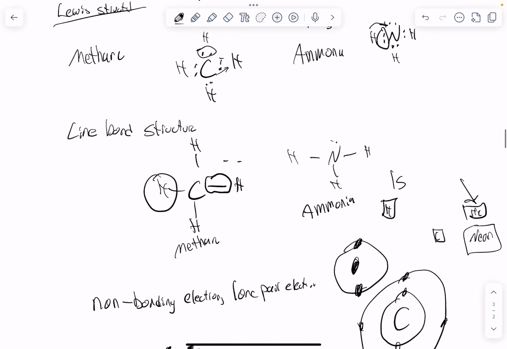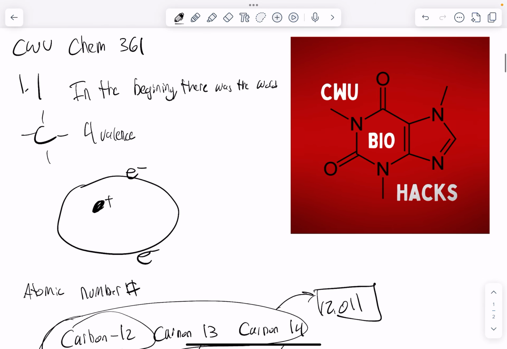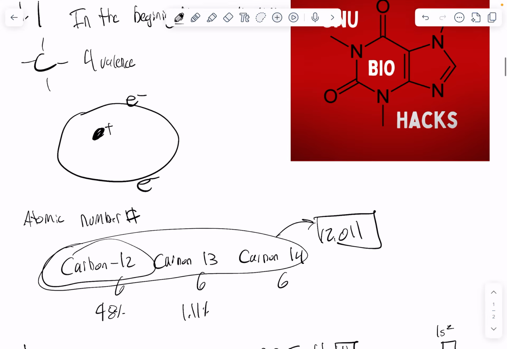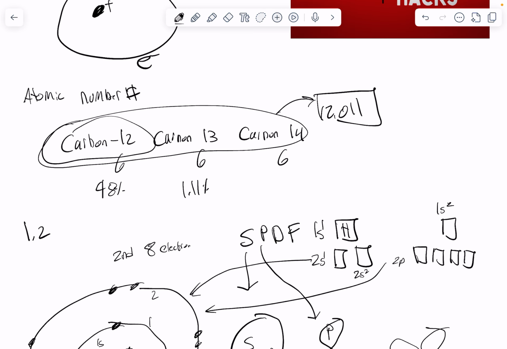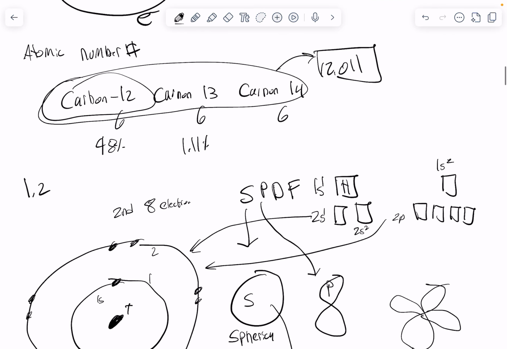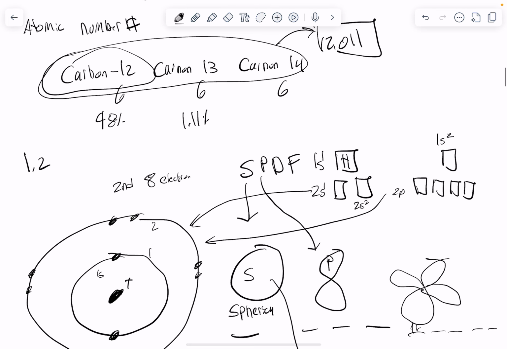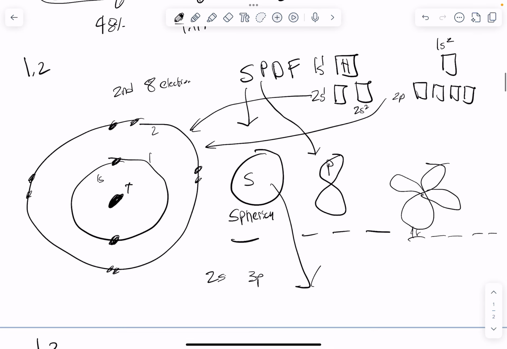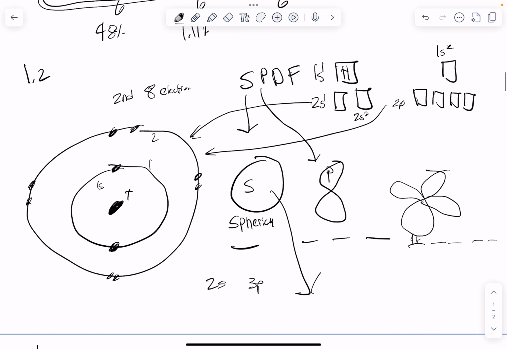So let's go all the way back to the beginning and recap everything we've talked about. In the beginning, there was the word, and the word was carbon, and carbon had 4 valence electrons. The way we organize these elements is by atomic numbers, and atomic numbers are the number of protons in the nucleus. The atomic mass comes from protons and neutrons. And the atomic weight is the average of all the isotopes. An isotope is just a version of the atom with a different atomic mass than the most dominant one.